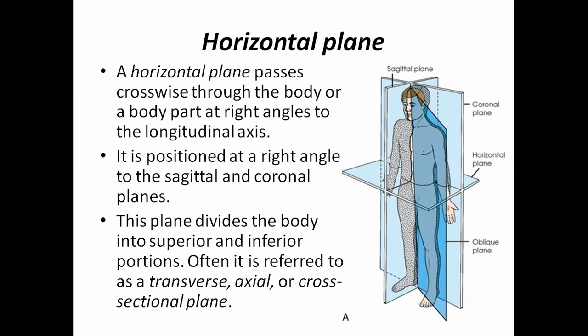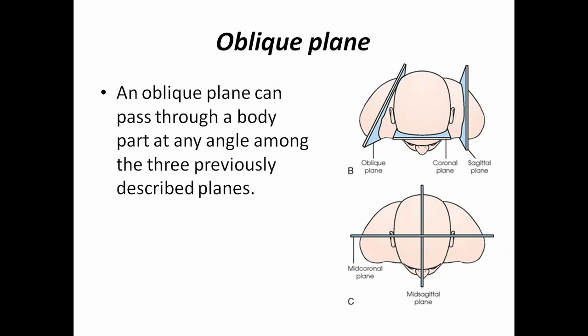The next one is the horizontal plane, which divides the superior and the inferior. The horizontal plane is called by many names: transverse plane, axial plane, cross-sectional plane. Usually axial plane or axial section is the commonest word used in CT and MRI imaging. So it divides the superior and the inferior portion of the part.